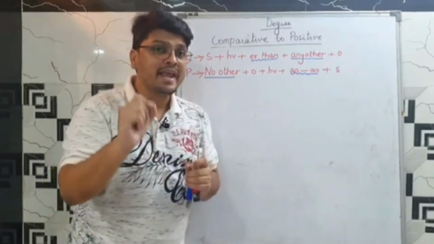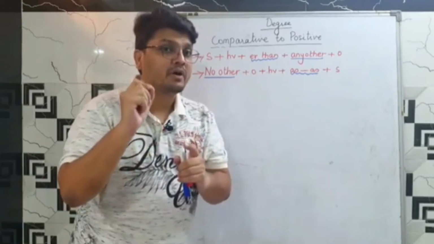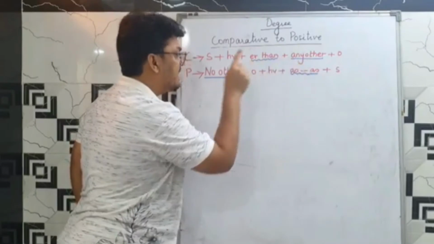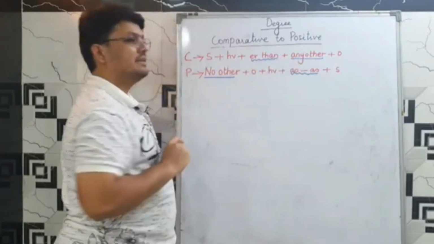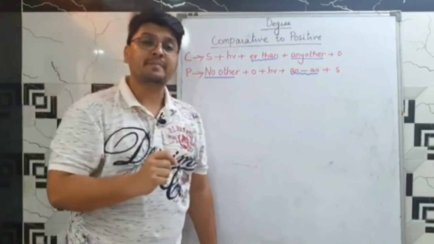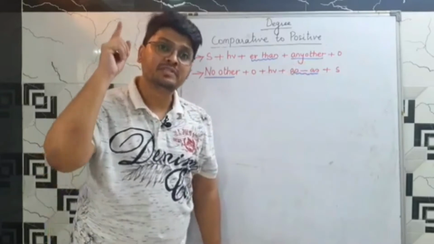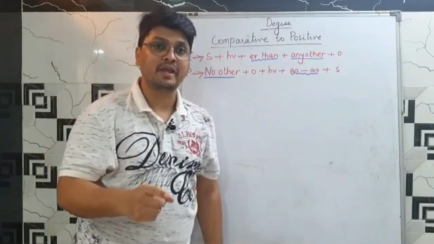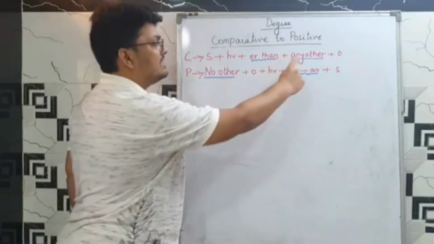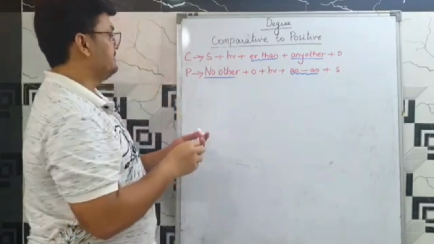When you see any other in comparative degree, and you are told to change into positive degree, begin positive degree with no other. Once again, I tell you students, in this type of comparative degree, you will see any other. And if you see any other in comparative degree, begin positive degree with no other. You can see I have highlighted these two. Let's take an example.